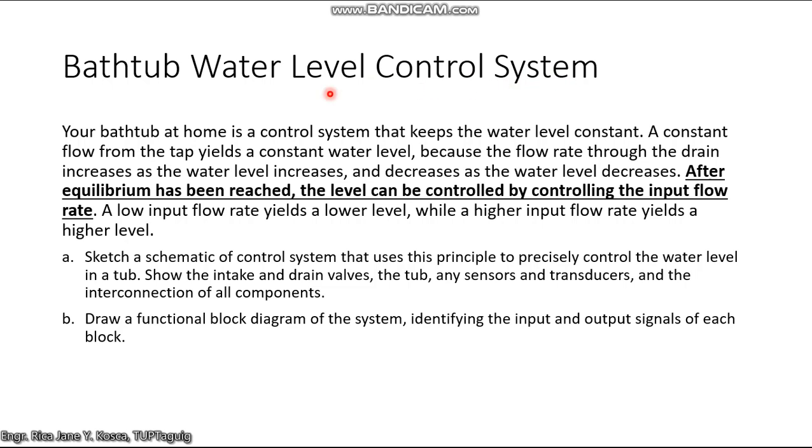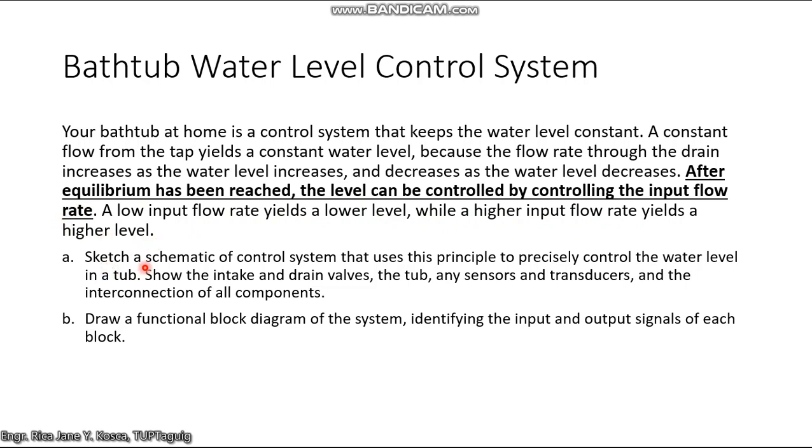So let us recall the problem. Your bathtub at home is a control system that keeps the water level constant. A constant flow from the top yields a constant water level because the flow rate through the drain increases as the water level increases and decreases as the water level decreases. After equilibrium has been reached, the level can be controlled by controlling the input flow rate. A low input flow rate yields a lower level, while a higher input flow rate yields a higher level.